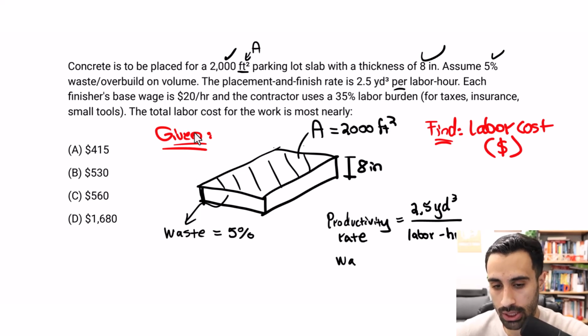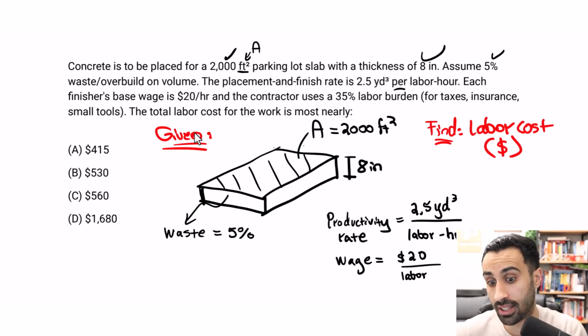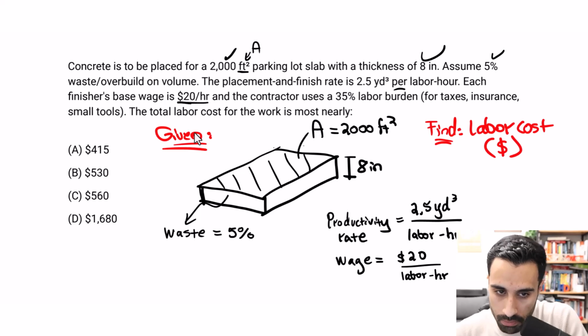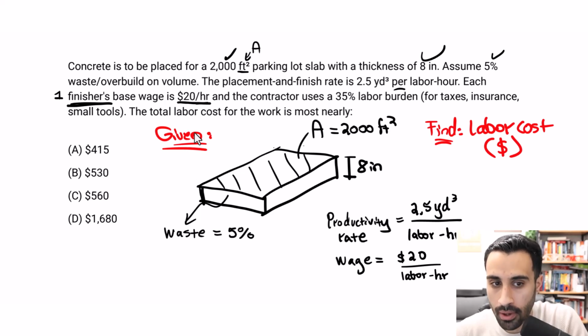So the wage is that one. So that will be $20 per labor, and that would be per that hour, which is effectively the labor hour. It's $20. The labor is the labor hour. So that's a tricky part that we must always account for. It's a finisher, so it's effectively one finisher, which is the laborer, $20 per that labor hour. That's given. And the contractor uses a 35% labor burden.